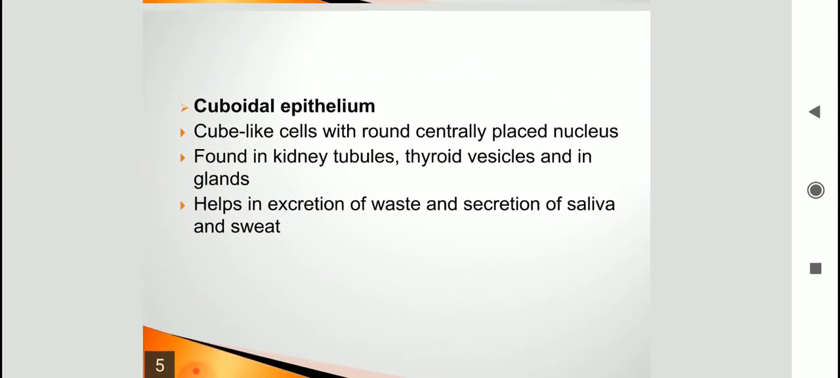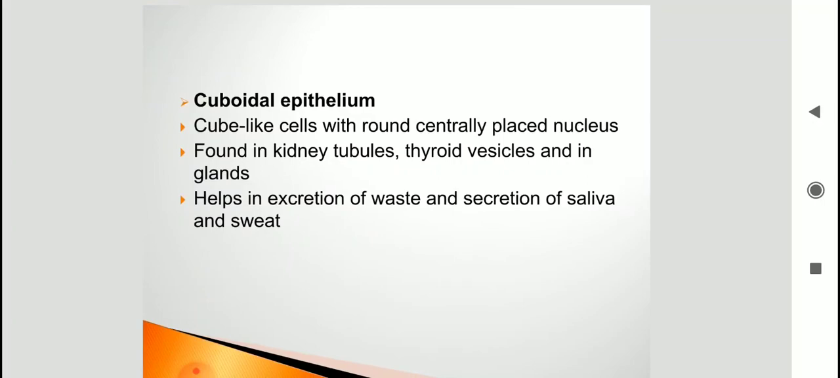Next type is cuboidal epithelium. By the name you can tell me what will be the shape of the cells. The cells are cube like, so they will be as wide as tall. One special feature is that they have a very large centrally placed nucleus. Where will we find this type of epithelial covering? In the walls of the kidney tubules, in glands, we will find cuboidal epithelium.